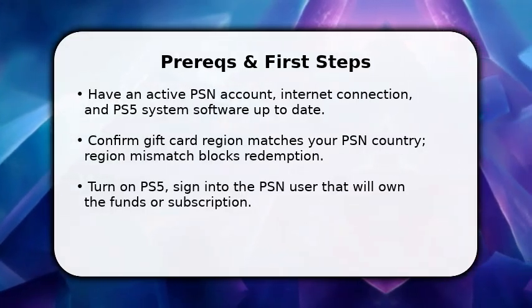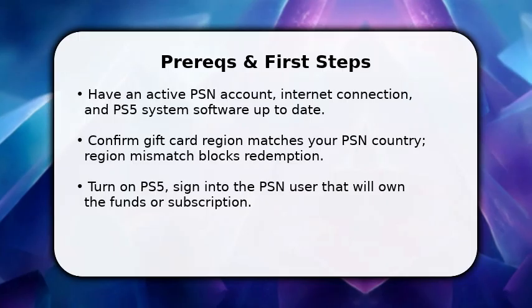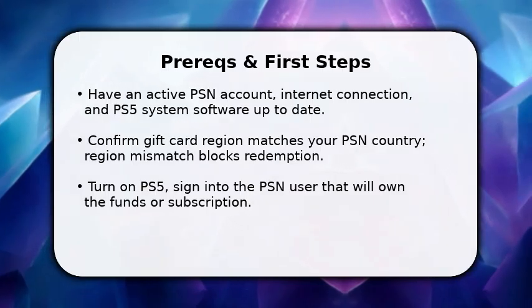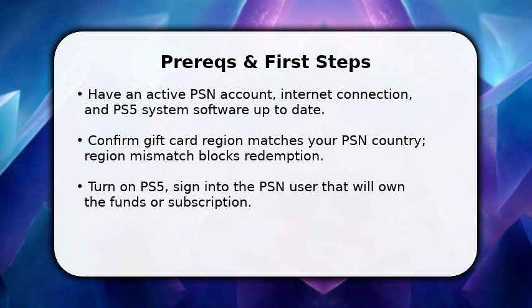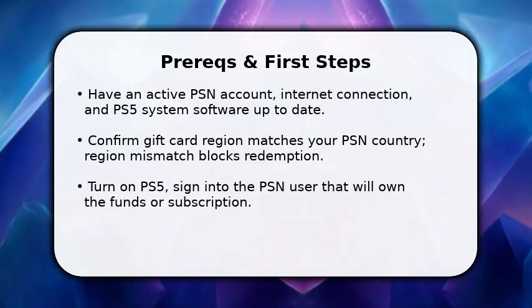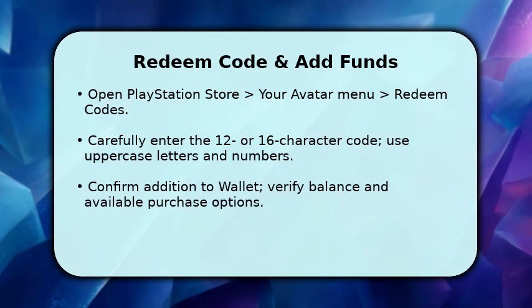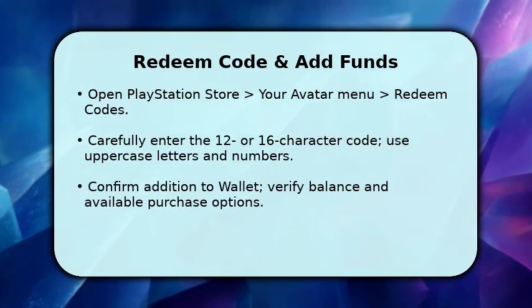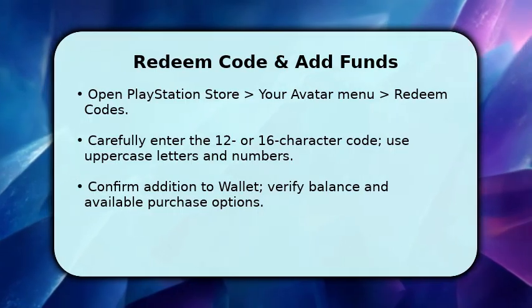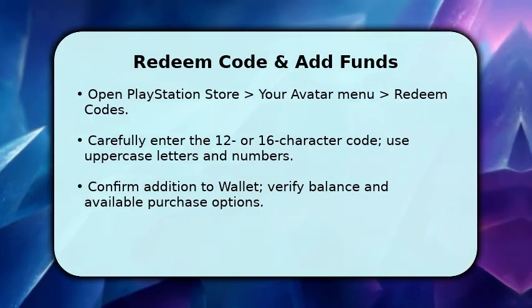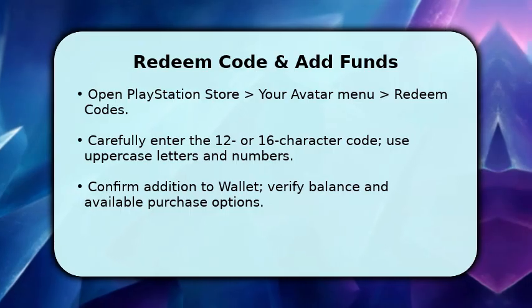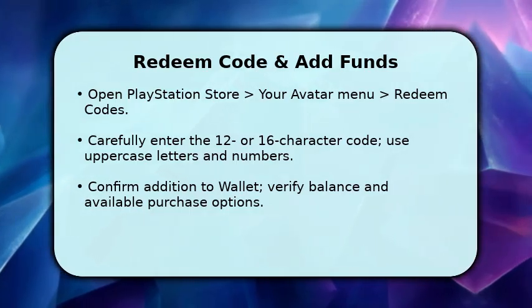If you're short on time, locate the redeem codes entry immediately so you can type the code without navigating menus later. You now redeem the code. Go to the PlayStation Store, select your avatar menu, then Redeem Codes. Enter the characters exactly, uppercase and no spaces, and press Confirm. Once the system accepts the code, funds are added to your wallet. Check the new balance shown in the picture-in-picture or wallet screen.